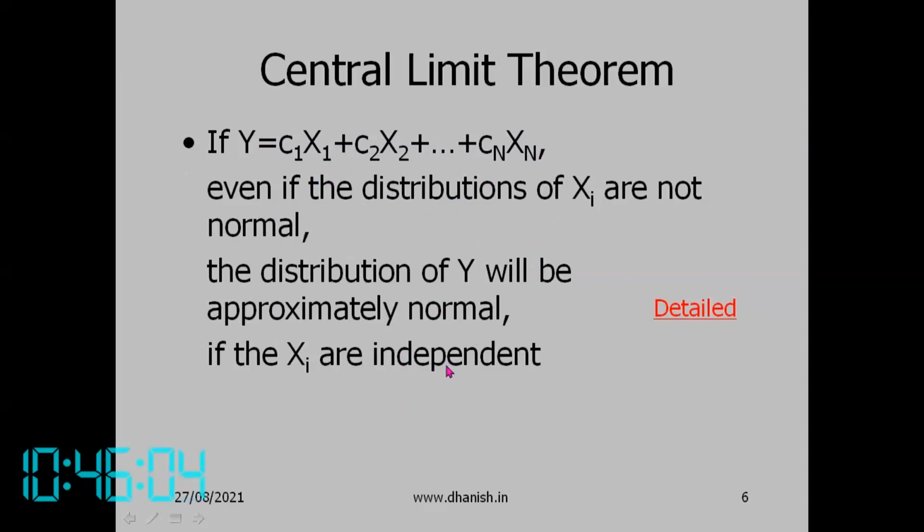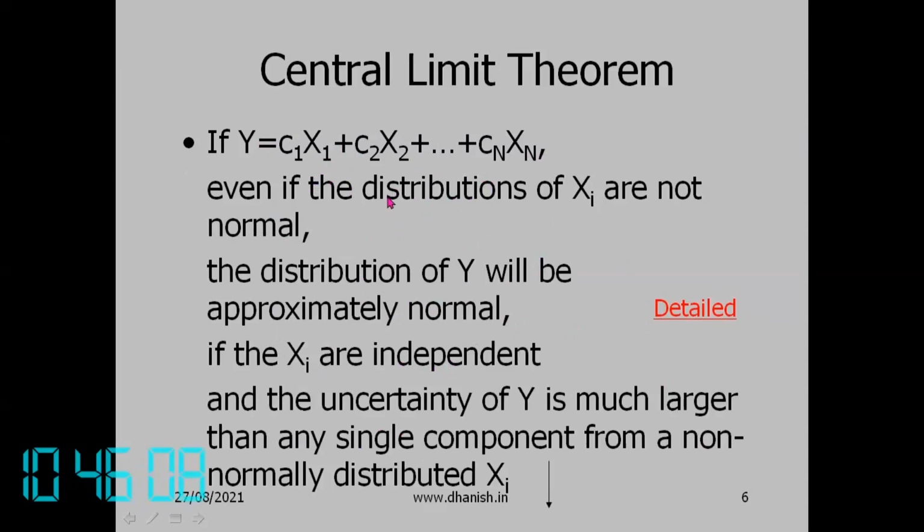So of course, this is only if xi are independent and the conditions where this central limit theorem is valid, and the uncertainty of y is much larger than any single component from a non-normally distributed xi. So the uncertainty of y should be much larger compared to any single component. Suppose x1 is very large and all the others are very small, then most of y will depend only on x1. So the central limit theorem may not be valid in such a case because it is dominated by a single variable. When a single variable does not dominate, then the central limit theorem can be made use of.